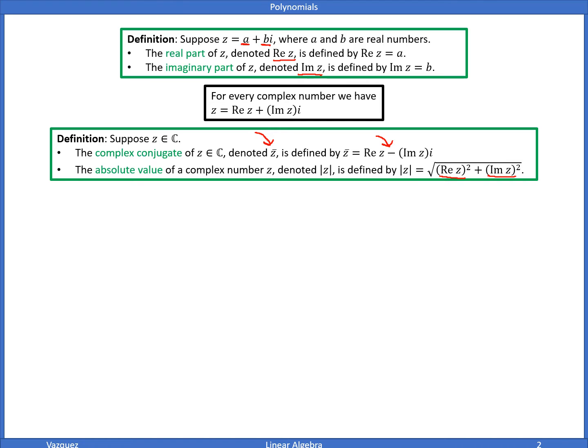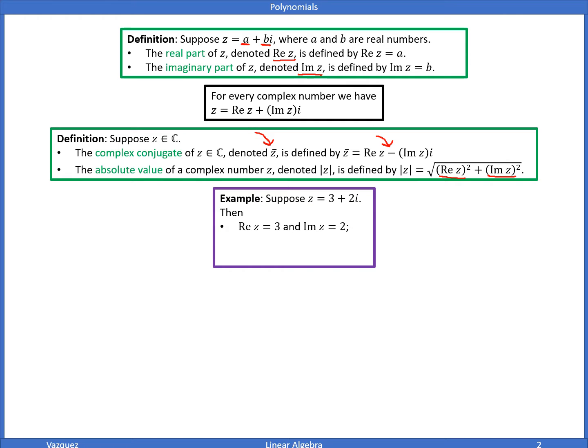So a little simple example practicing these definitions. If we have the complex number 3 plus 2i, then the real part of z is 3, and the imaginary part is 2. The conjugate would be 3 minus 2i. And finally, the absolute value would be 3 squared plus 2 squared, and then taking the square root of that, which is the square root of 13. So that would be the absolute value of this complex number z.